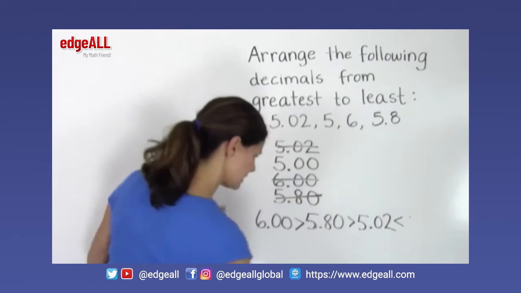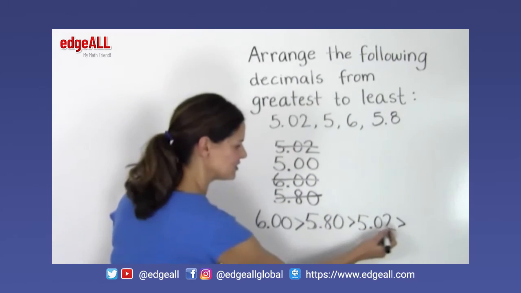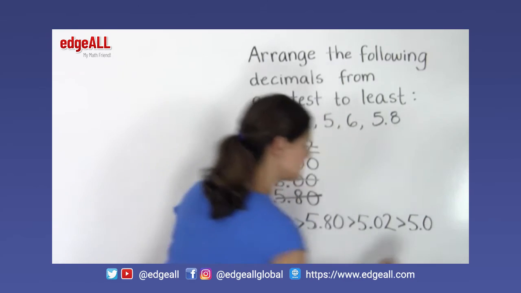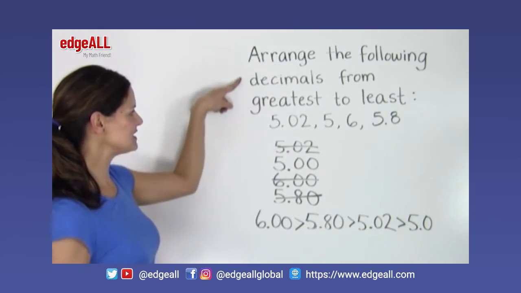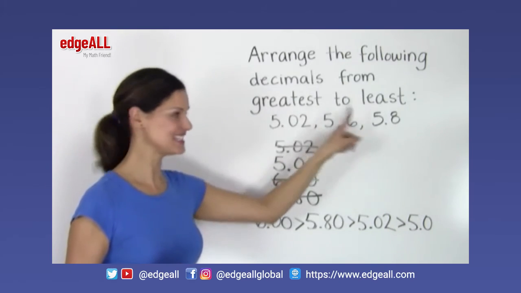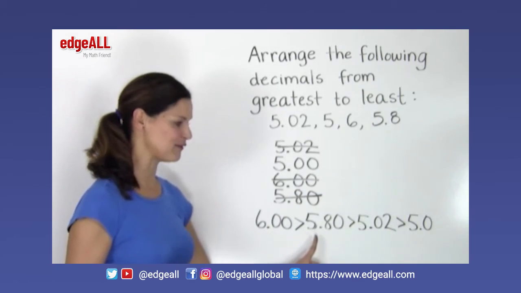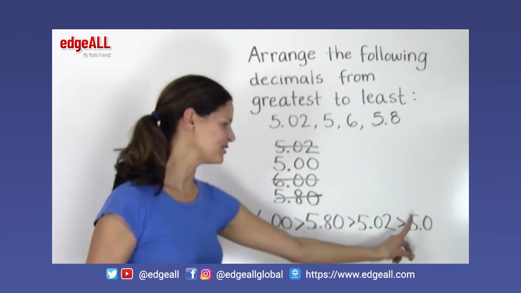Oops. So I need to have a sign going in the right direction. 5.02 is greater than 5, my last one here, the smallest number. So I arranged the following decimals from greatest to least in descending order: 6 is greater than 5.8, is greater than 5.02, is greater than 5.